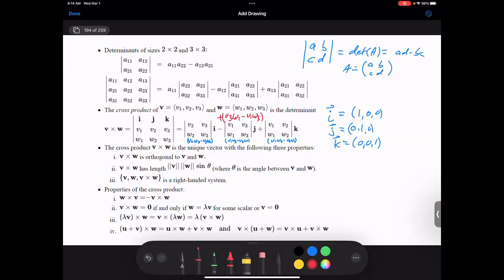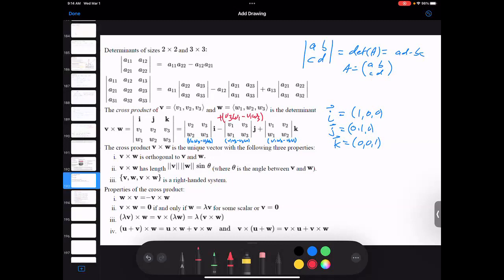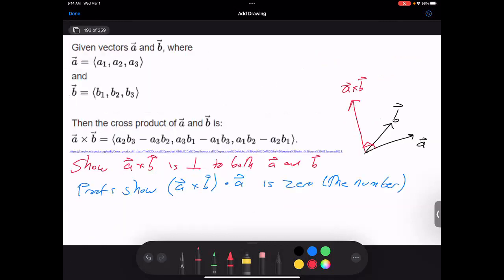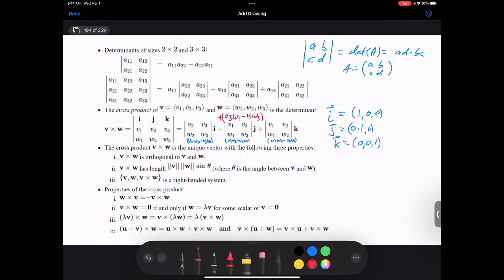So there's a lot of nice properties. The first, W cross V is negative V cross W. And again, this can be proven by brute force algebra. If I just change the roles of A and B, well, you can see that's going to multiply each of these by -1. So a lot of these results can be proven by just doing some algebra. And so if I change the roles of A and B, that's going to flip that. Okay, so W cross V is negative V cross W.